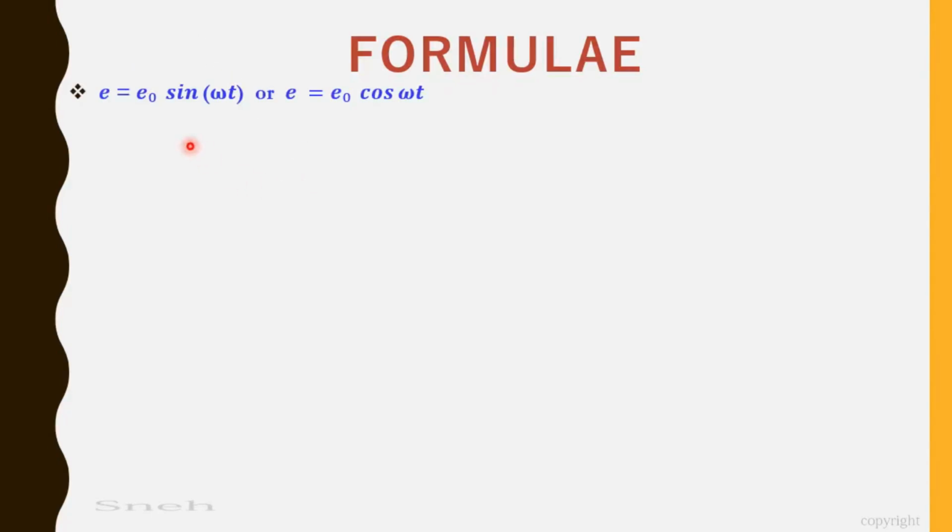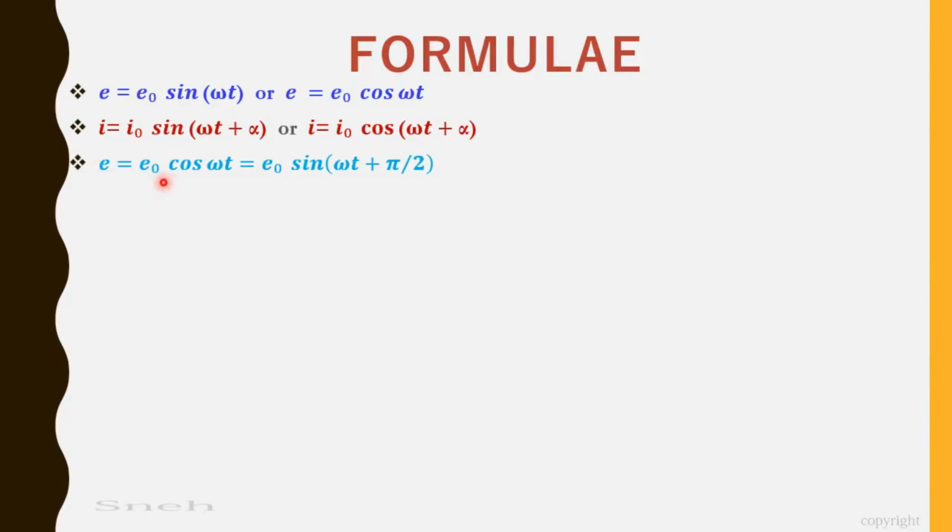First formula is E is equal to E0 sin omega t, or E is equal to E0 cos omega t, which represents an AC signal. For that, current is given by I is equal to I0 sin(omega t plus alpha), or I is equal to I0 cos(omega t plus alpha). Here we can write plus or minus depending on whether current is leading or lagging. If E is equal to E0 cos omega t, we can write it in terms of sine as E0 sin(omega t plus pi by 2).